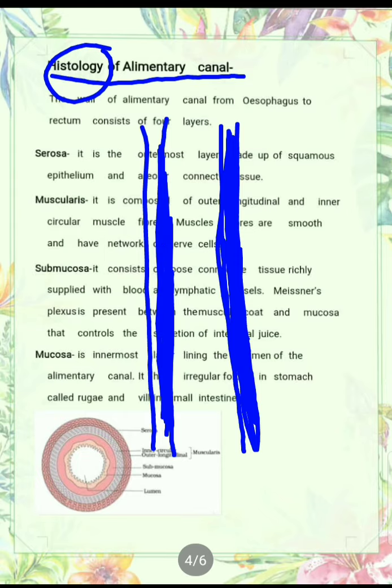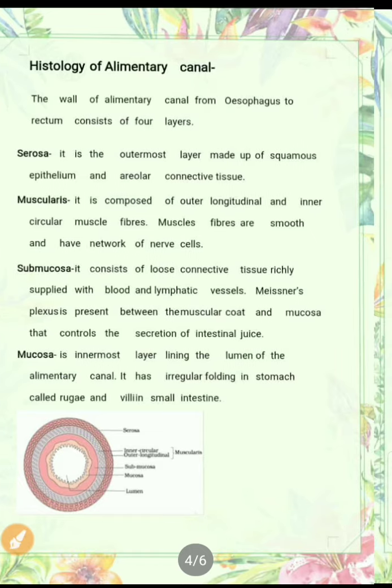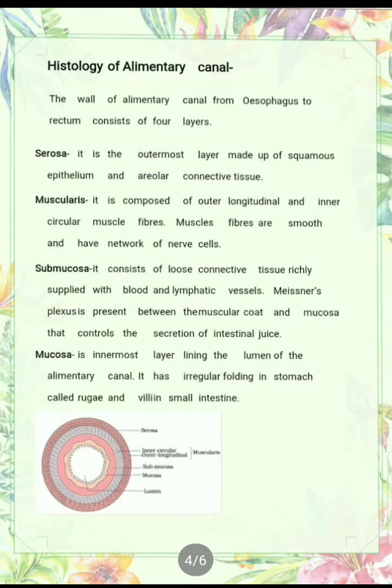I hope you understand. So histology of alimentary canal: it consists of mainly four layers: serosa, muscularis, submucosa and mucosa. First we talk about serosa. You can see in this diagram, the outermost layer is the serosa. It is made up of squamous epithelium and areolar connective tissue. Simpler types of tissues are present in this layer.